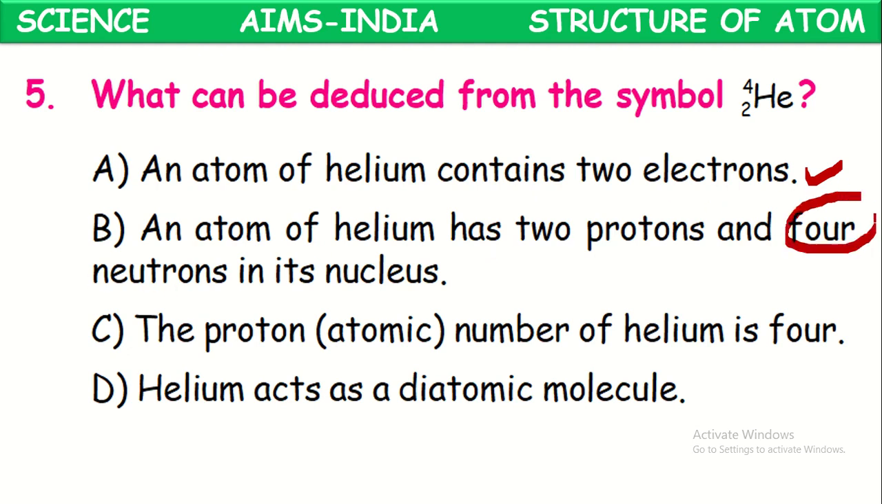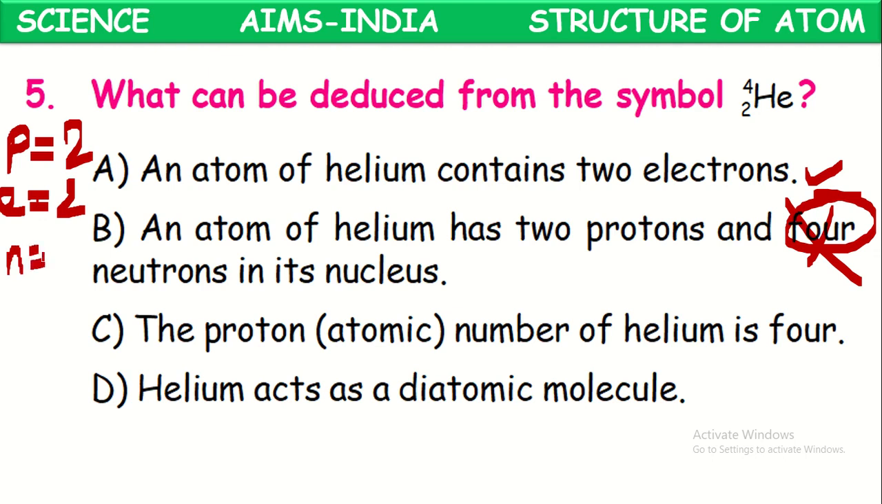No, not 4 neutrons, only 2 neutrons. From this you can say the number of protons is 2 for this helium. And as it is mentioned here, neutral helium atom, the number of electrons also will be equal to 2. And the number of neutrons, how do we get? We know the formula: mass number minus atomic number. 4 minus 2. It is 2.